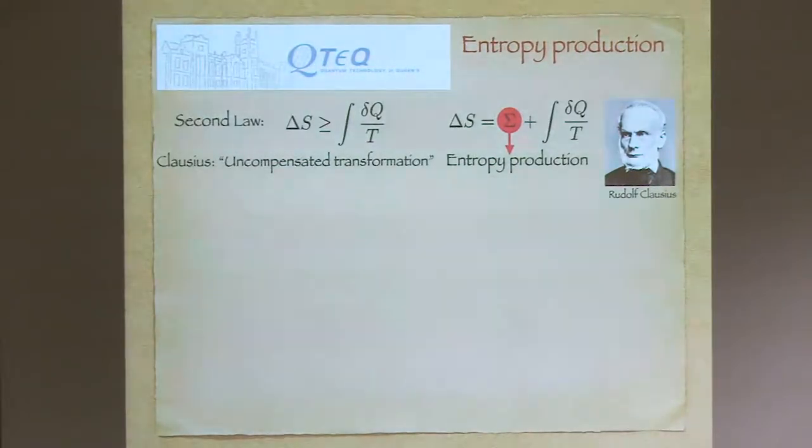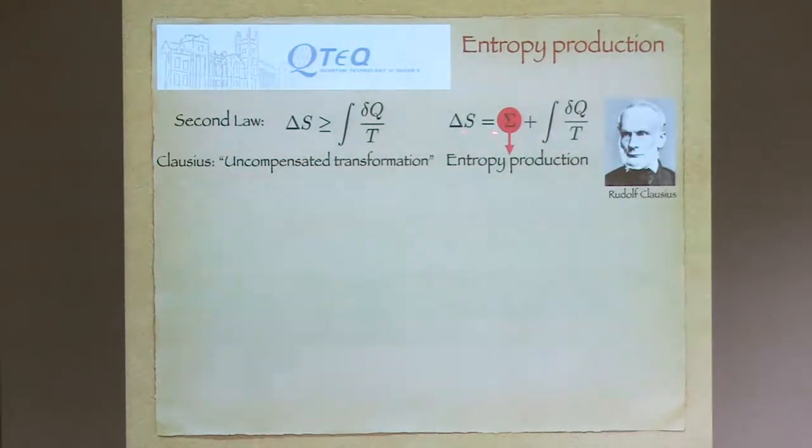Clausius already introduced things for me. And also, when you have a system in contact with a thermal reservoir at a given temperature T, the system exchanges heat with the reservoir, and the total exchange of heat that it undergoes at that temperature somehow doesn't compensate exactly the change in entropy of the state of the system itself. So Clausius was talking of an uncompensated transformation. How do you compensate such imbalance?